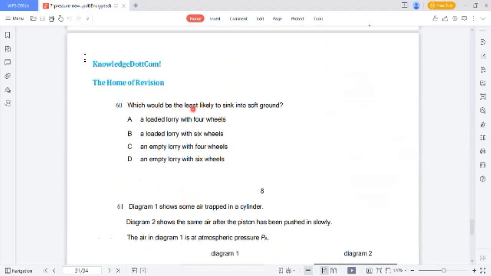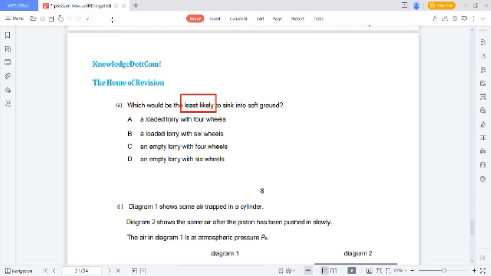Which would be the least likely to sink into soft ground? An unloaded lorry with 4 wheels, an unloaded lorry with 6 wheels, an empty lorry with 4 wheels, an empty lorry with 6 wheels. Okay, least likely.